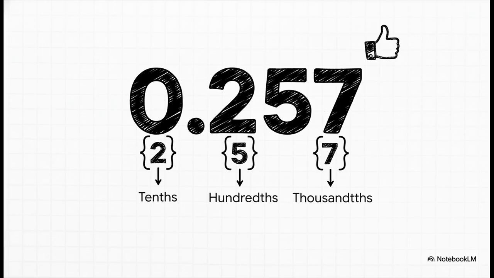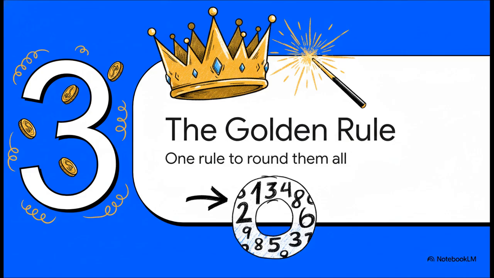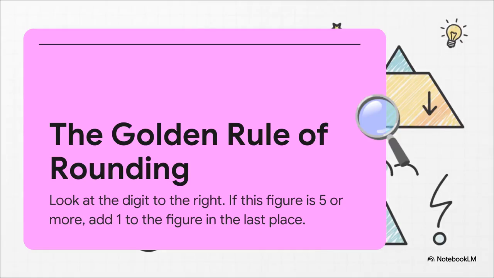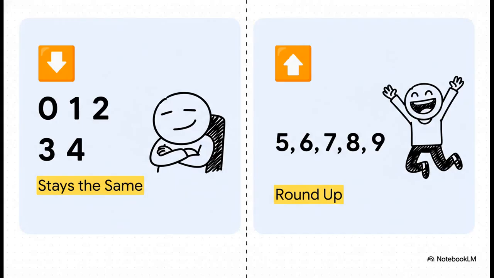Got it? Awesome. Now for the secret sauce. You know, there's really only one simple golden rule for all rounding. Once you know this rule, you can round literally any number. You ready for it? Okay, here's the most important part of this whole explainer. You always look at the digit to the right of the number you are rounding. We'll call it the neighbor digit. If that neighbor is 5 or more, you round up. If the neighbor is 4 or less, the number you're rounding just stays the same. That's it. This slide breaks it down perfectly.